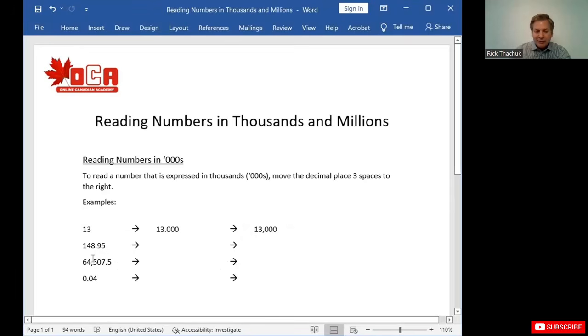148.95 thousand. Here again, to the right of the decimal, I can add any number of zeros that I want to. So let's add one more zero. That number will look like this. I just added 1 zero. And now I'm going to take this decimal and move it 3 places to the right. So this number then becomes 148,950.